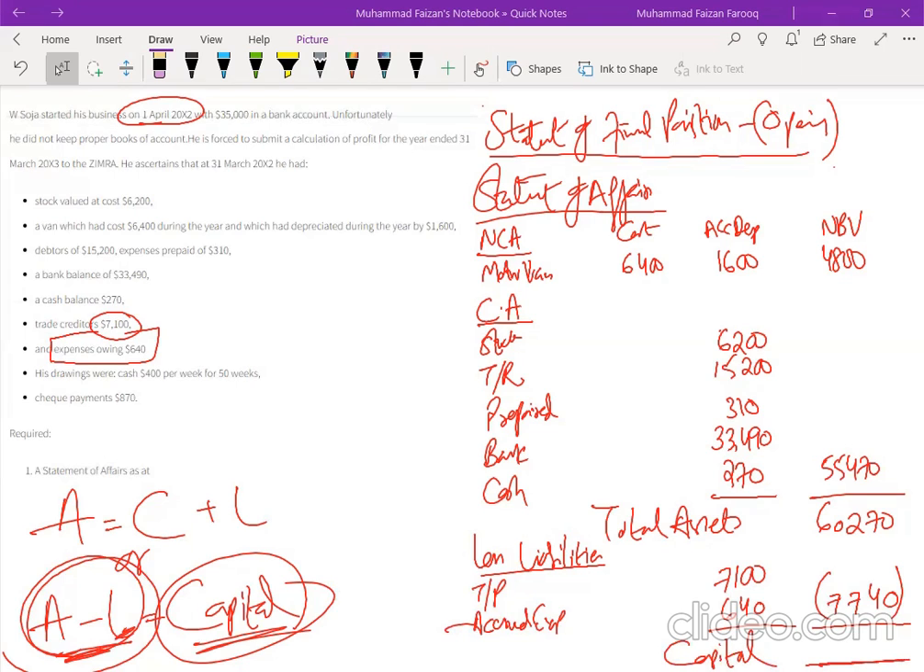Assets minus liabilities. I will get the answer: capital. What is the capital amount? 60,000 minus 7,740. It will be 52,530. We got the capital balance using the technique of statement of affairs.